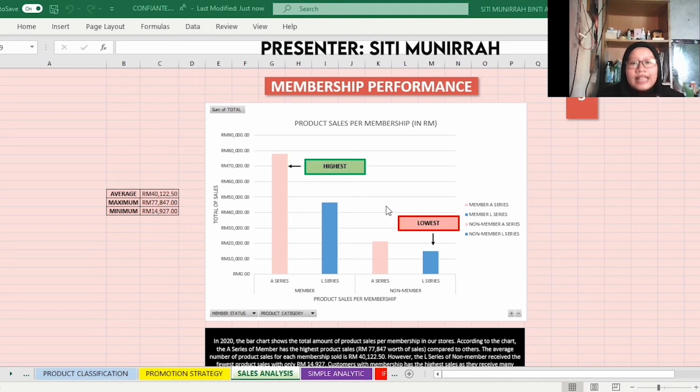However, the L series in the non-member section has the fewest product sales, with only 14,927 ringgit. So customers with membership have higher sales as they receive many benefits, such as discounts, compared to those who are not a member.